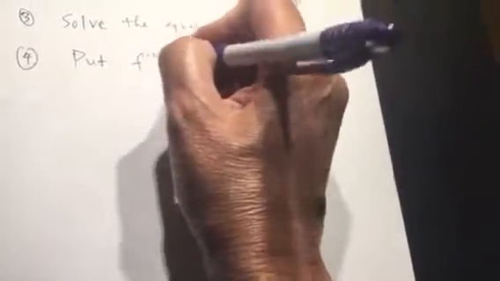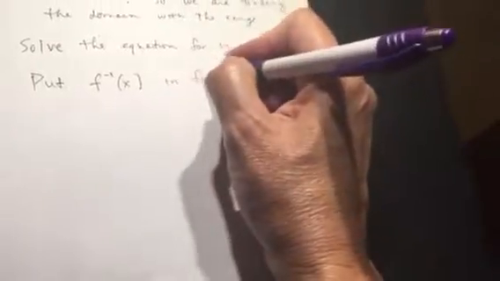And then if you had f of x notation, we'll do this. Put f with a minus 1 of x in for y. Okay, there's the steps to find an inverse. We're going to do an example.